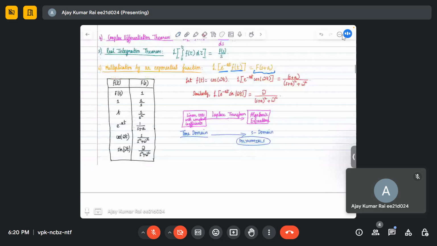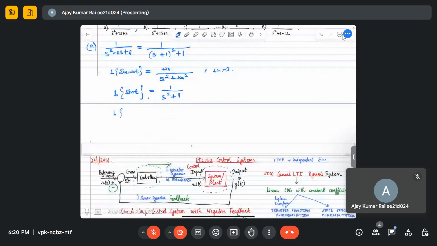Then e to the power minus t sine t, the coefficient is 1 here, so I'll just mark it. This coefficient is 1. So it should be equal to 1 by s plus 1 whole square plus 1. See, it's matching.